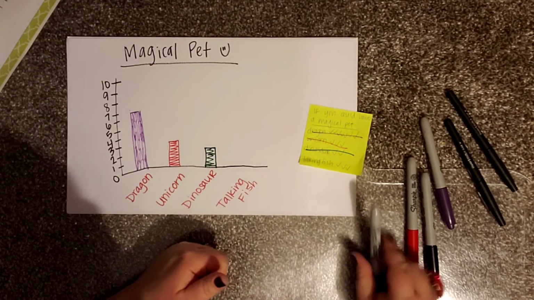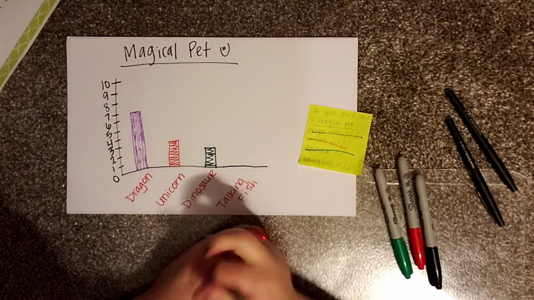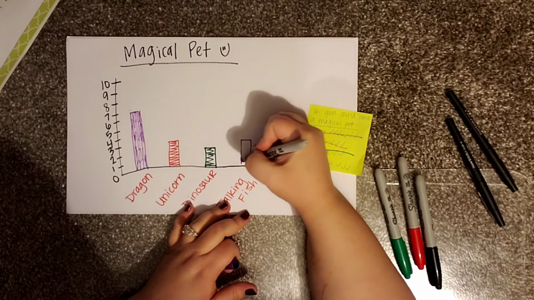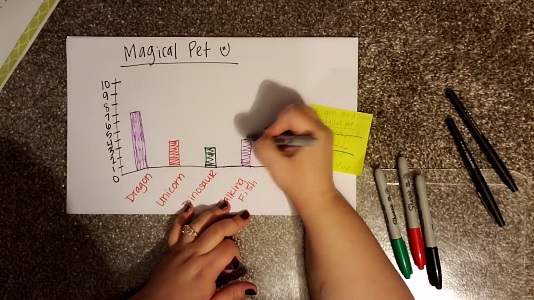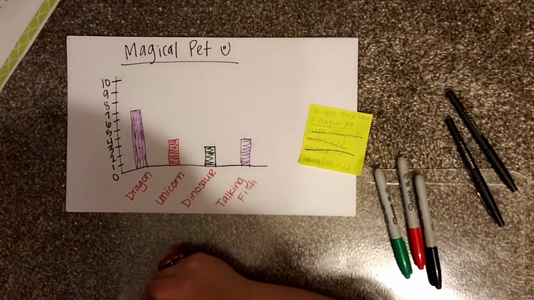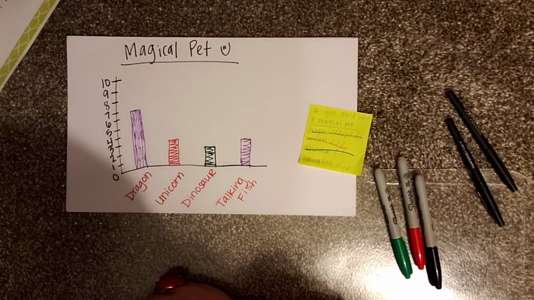And my last one is Talking Fish, and it had 3, and I'm going to go back to my color purple, so it kind of lines up with that one there. I didn't do it exact. If you want to do it exact, you could use a piece of paper to measure the line across, or a ruler to make sure it's exactly in the right spot. And that's it. Ta-da! You've made a bar graph.